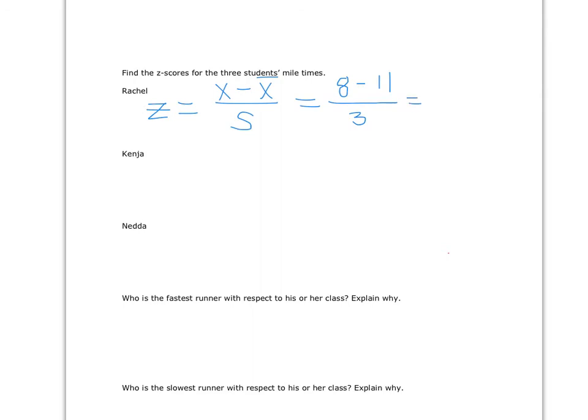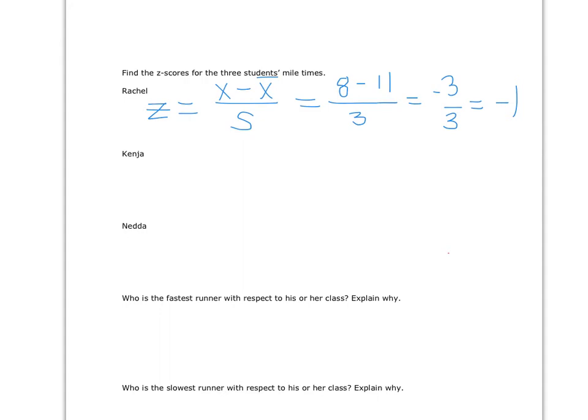8 minus 11, we get a negative 3. Divide that by 3, and the z-score is negative 1. So Rachel ran her mile 1 standard deviation faster than the mean of the class. Her mile time was 1 standard deviation below the mean. That negative says that it's less than, or below, the mean.